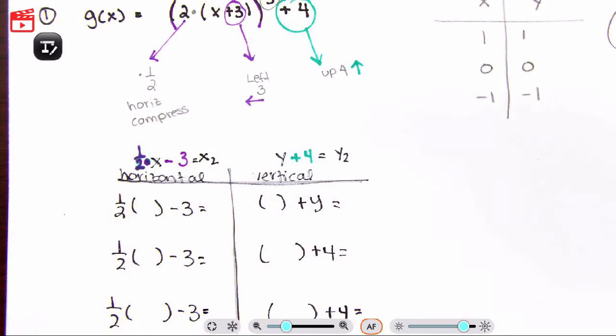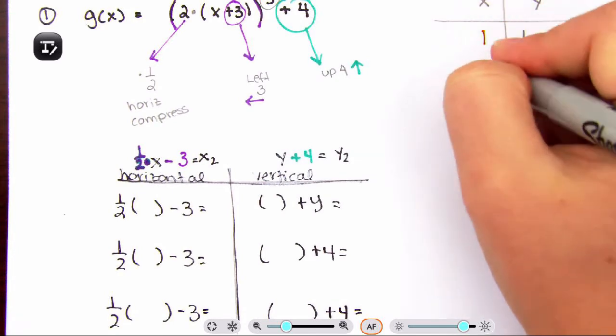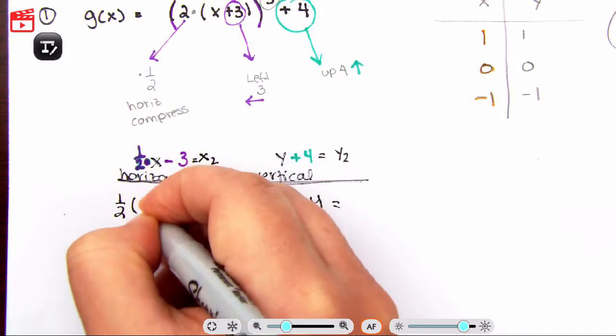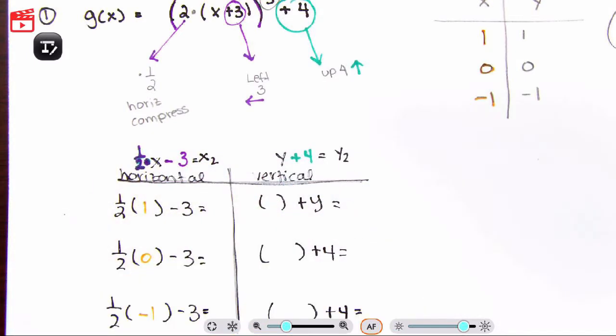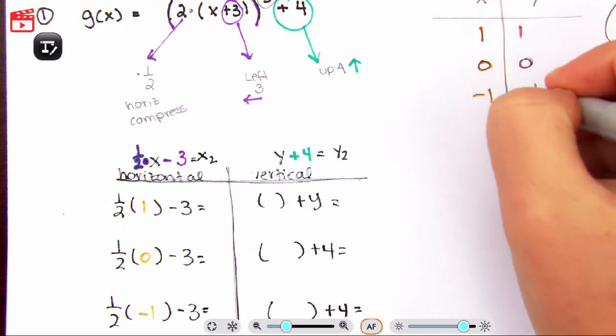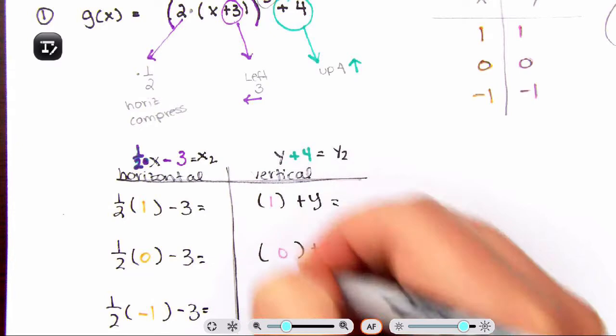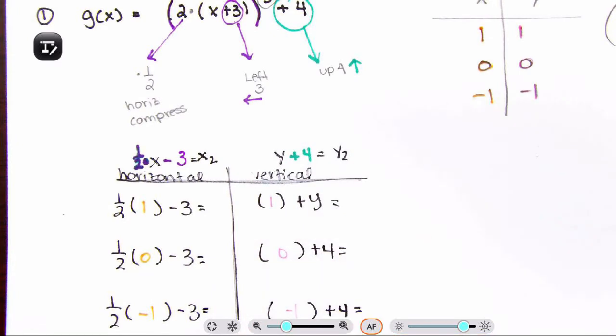So inside here goes my reference point. So I have 1, 0, negative 1 as my x. And then what do I have for our y's? For the y's, I have 1, 0, negative 1, 1, 0, negative 1. So now I'm going to solve what these are equal to and then graph on the plane.